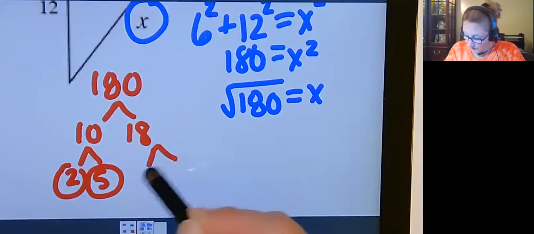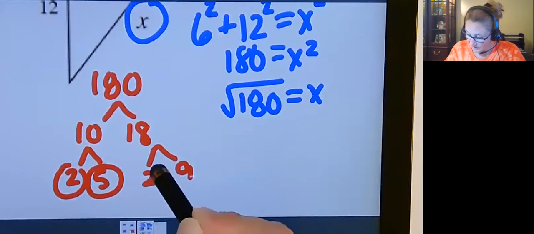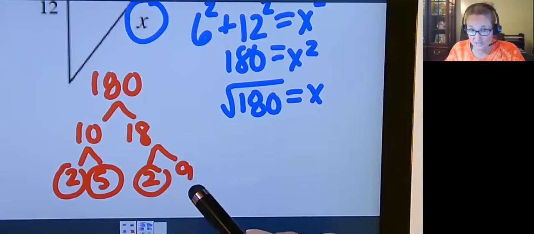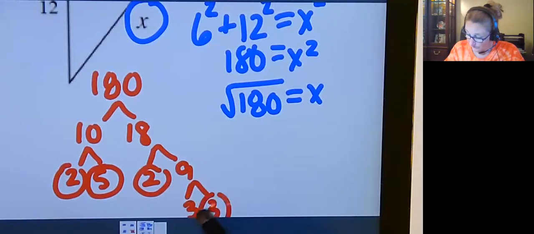18, let's say I think of it as a 2 and a 9. Some of us might say 6 and 3. Doesn't matter, keep breaking it down. My 9 I can break down to a 3 and a 3.